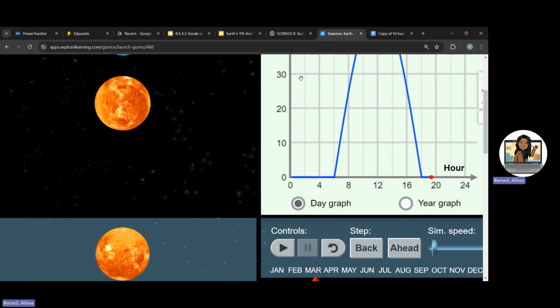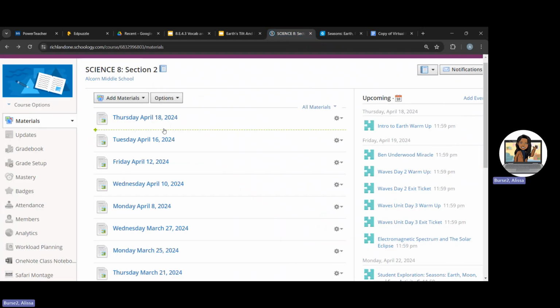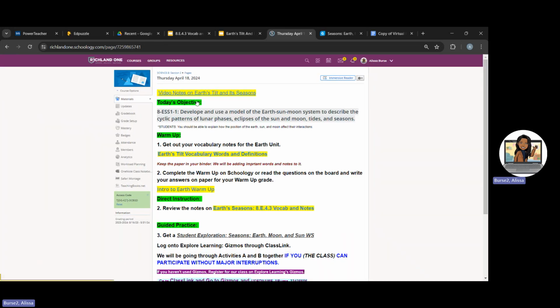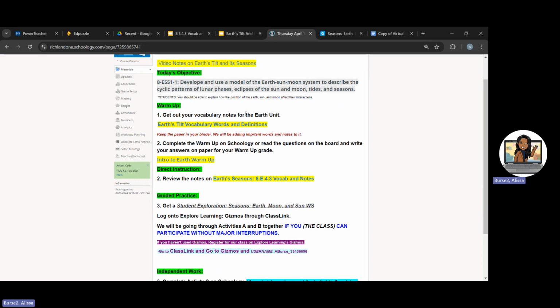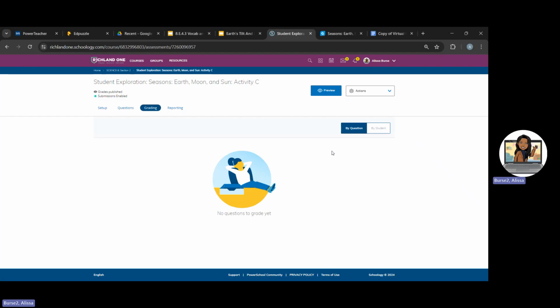So let's go to your Schoology. Just a quick reminder, and of course it's listed by date. When you click on the tab, you'll see the video notes up here for just the notes that we've gone over. You see your definitions. You see your warm-up, which you need your definitions for. And down here is Activity C that goes with the rest of the paper that you saw.